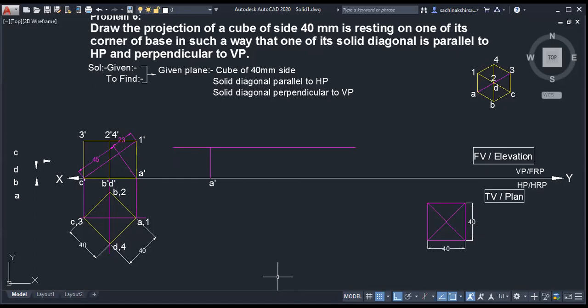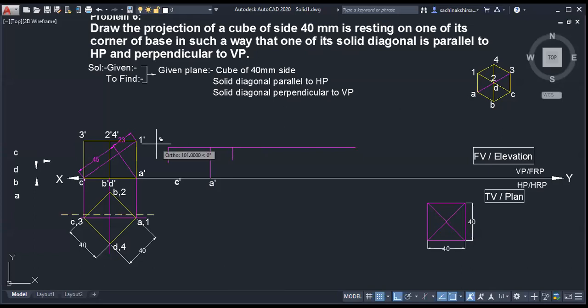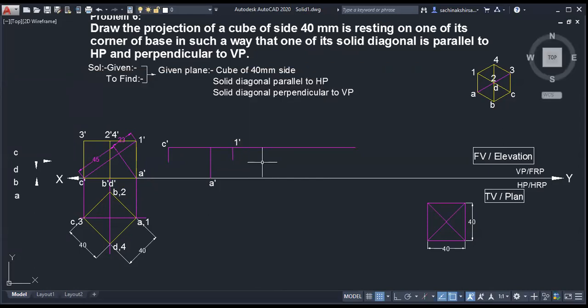45 and 23 in mine, check yours. Yes, sir, 23 and 45. Okay, 23 and 45, then mark that point here. It will be C dash and here there will be 1 dash. Okay, so A dash, and here 1 dash. The 1 dash remaining point.